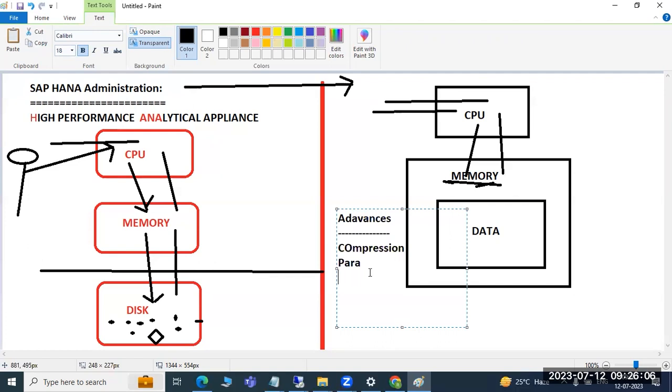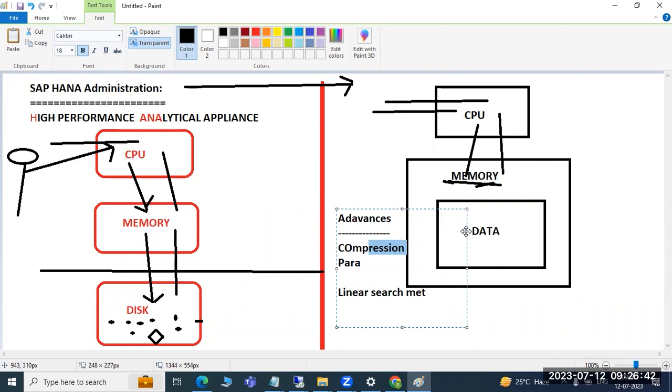Here HANA will use the linear search method. Linear search method means multiple threads will be occupied and it will pull the data from the database level, right? And also the compression mechanism: when storing the data at the database level, the data will be compressed. Multiple parallel processing will happen at the database level and at the system level. So this is the advantage of the HANA database.